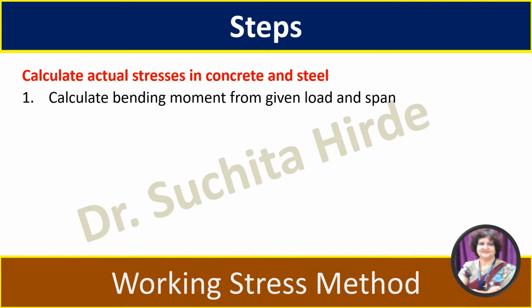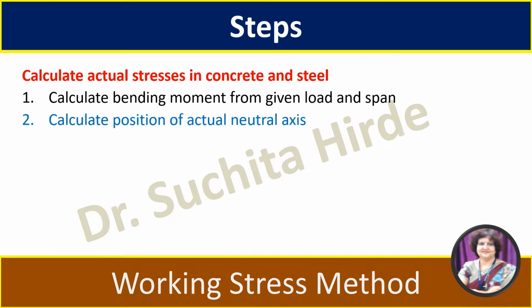So what are the different steps? Step number 1 is, if the load is given, first of all you have to calculate the bending moment from the support condition if the support condition is given. Otherwise sometimes bending moment is directly given, but if it is not given and load and span is given, then you can calculate bending moment using standard formula. For example, in simply supported beam, maximum bending moment is WL square by 8, or for cantilever beam the maximum bending moment is WL square by 2, like that.